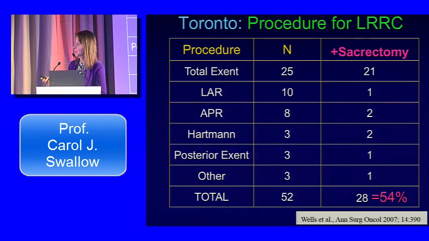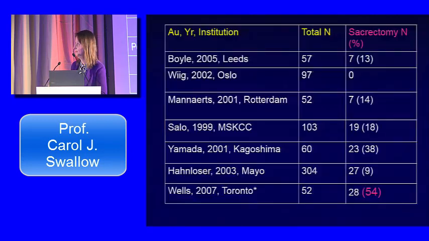The procedures they had for their local recurrence are shown here. And we have a very high rate of sacrectomy in this series from the University of Toronto. So just over 50% had an en bloc sacrectomy. This, as it turns out, is quite a high rate compared to other series across the world.